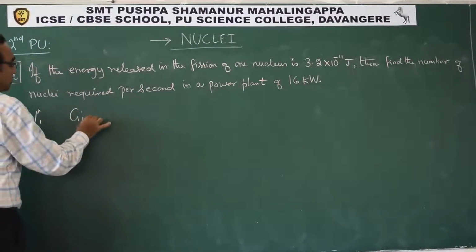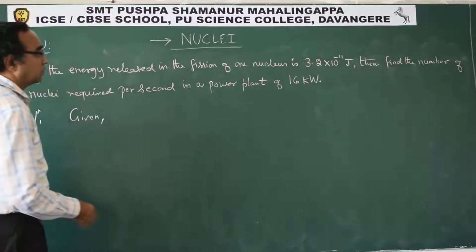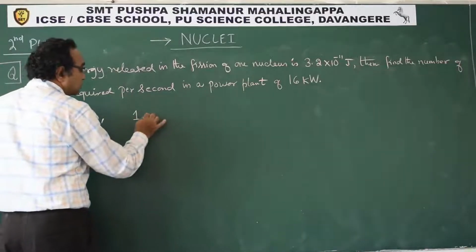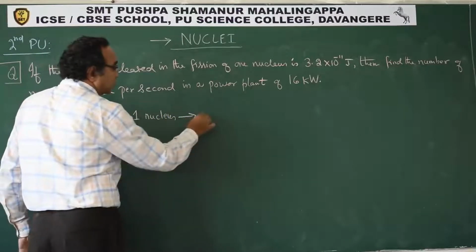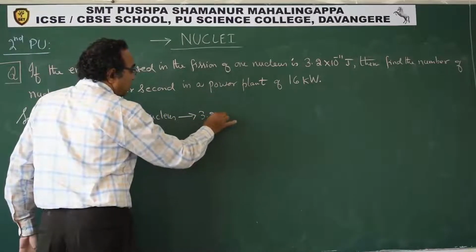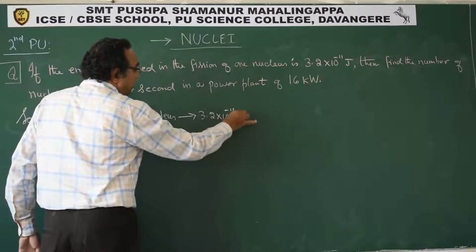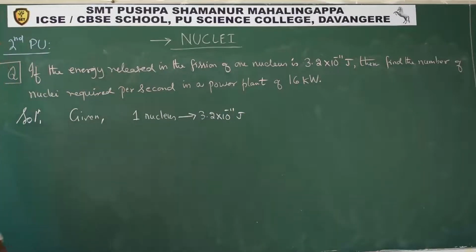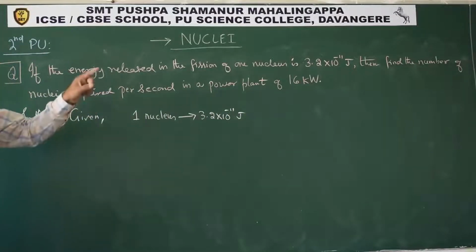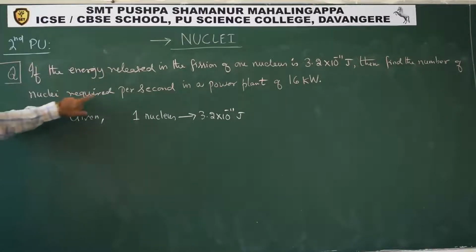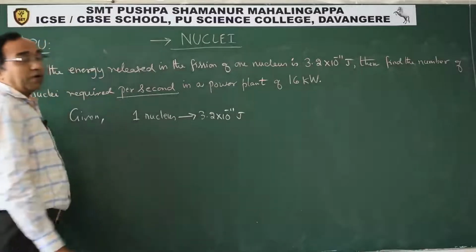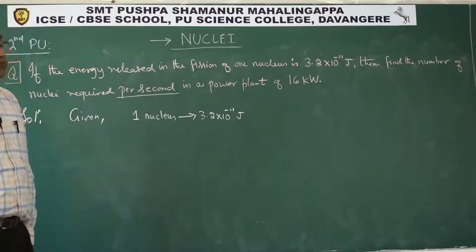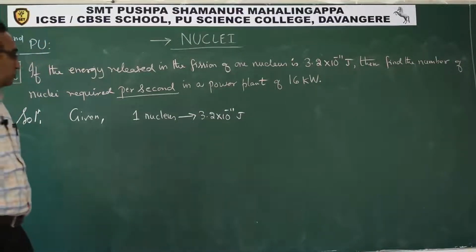So what is given? One nucleus releases 3.2 × 10^-11 joules of energy. This is what is given. Find the number of nuclei required per second in a power plant of 16 kilowatt.